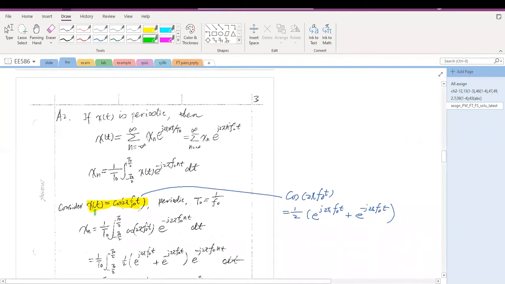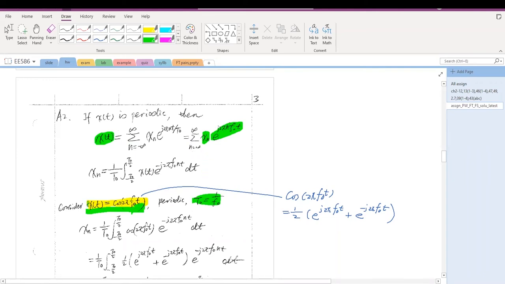This question is to find the Fourier series for the cosine signal, cosine 2π f0 t. We know the frequency is f0, and the period is 1 over f0. Now, using the Fourier series expression, x(t) can be decomposed as a linear combination of the harmonics.